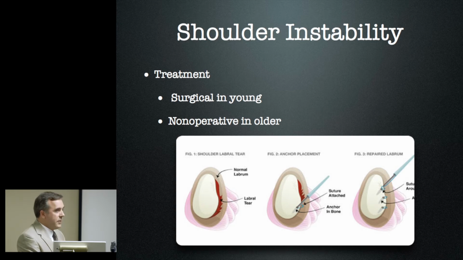In an older patient, they're less likely to dislocate again. They're more likely to have a rotator cuff tear. So again, we may want to get an MRI, not just to look for the labrum in an older patient, but to make sure they didn't tear the rotator cuff. And again, we can now repair this arthroscopically. We're putting this little anchor into the bone, which has stitches attached to it, and we're sewing that labrum back in place.